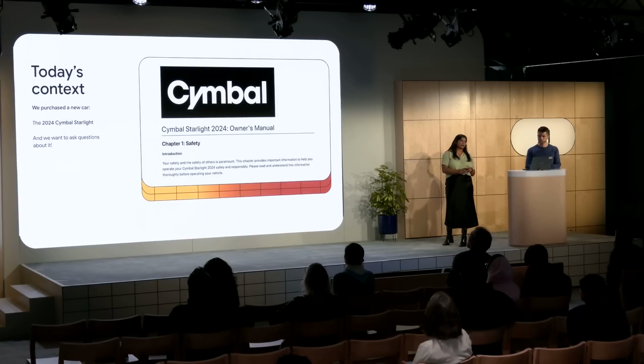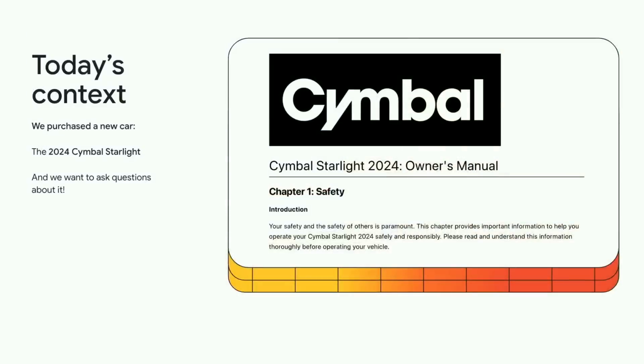Today, let's imagine we purchased a new car. It's the 2024 Symbol Starlight, a modern vehicle, and we want to ask some questions about it. For example, what does this light mean on my dashboard? Is it bad enough that I have to take it to the shop right now? Or how many miles until I need to get an oil change? Or what if I broke down on the freeway? How do I ask for help?